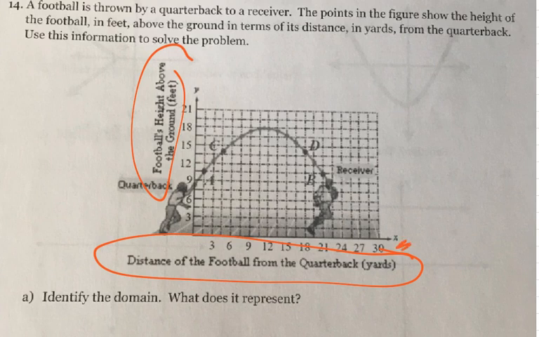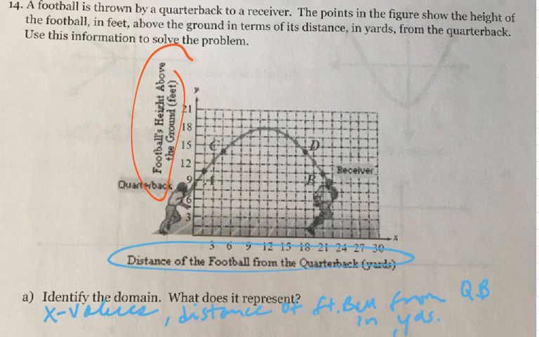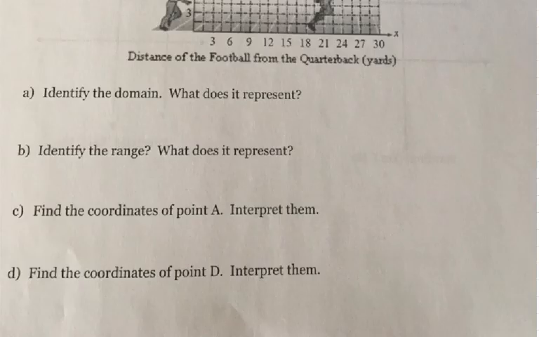So our x values are our input values. Those are our domain. So the domain is your x values, and it represents the distance of the football from the quarterback. That's this statement right here. So I'm going to kind of shorten that. So our domain is our x values, and it represents the distance of the football from the quarterback in yards. So literally, to answer that question, we just have to look at what is our x-axis and what it is representing. To look at the next question, it's asking identify the range.